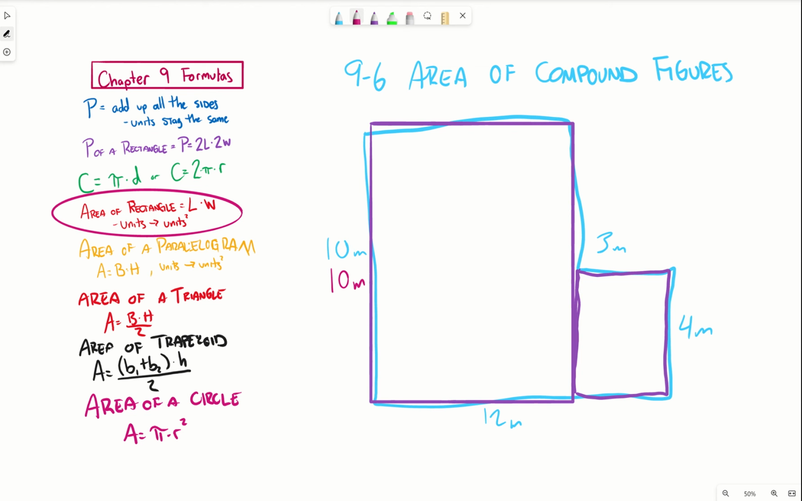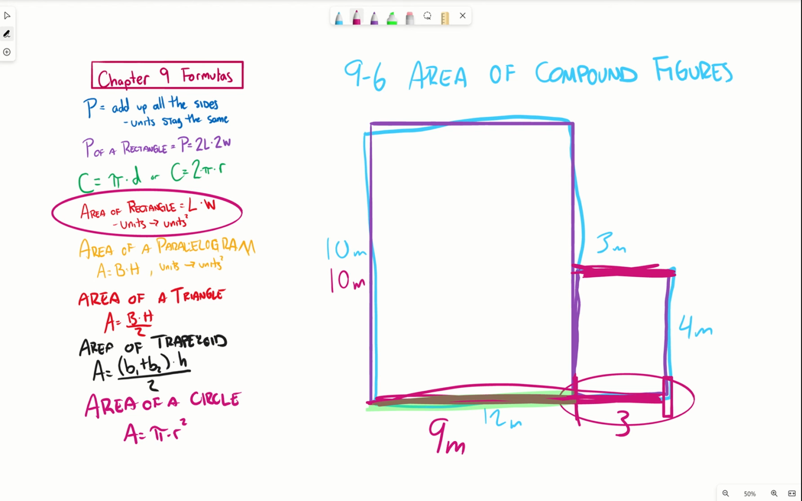And I know that the total width from one end to the other is 12. Now, I know that this amount is 3. So if this amount is 3 here, what does this amount need to be? Well, that also needs to be 3. And if the total is 12, and I know this much is 3, what does that mean for this side? Well, I do 12 minus 3, and that means that this side here is 9 meters.